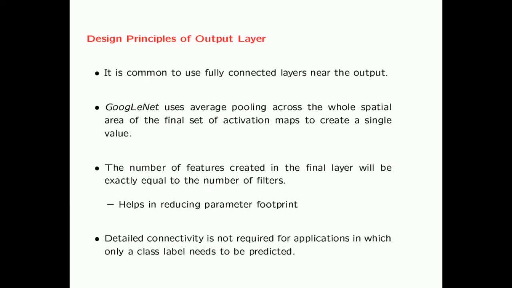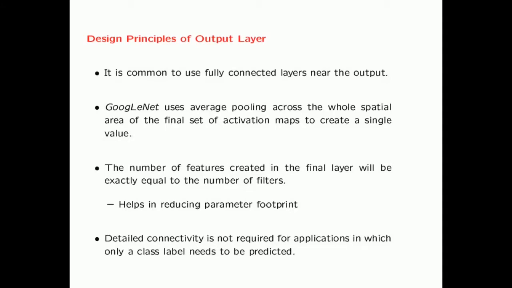Now, another important design principle was the innovation in the output layer. It is common to use fully connected layers near the output. For example, in all the earlier architectures, every neuron in the spatial volume is connected to every neuron in the first fully connected layer. However, GoogleNet uses average pooling across the whole spatial area of the final activation to create a single value. So the number of features created in the final layer will be exactly equal to the number of filters.